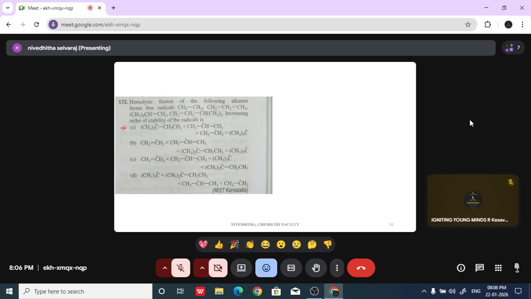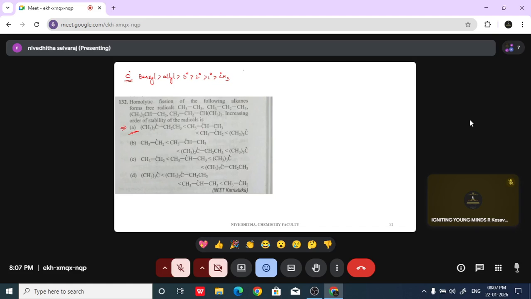Can you do it? Okay, I'll work out this first option. Listen here. What is the stability order of free radical? Benzyl free radical is more stable than allyl. Allyl is more stable than? What is the stability order? Tertiary. Very good. Tertiary, secondary, primary, and methyl.